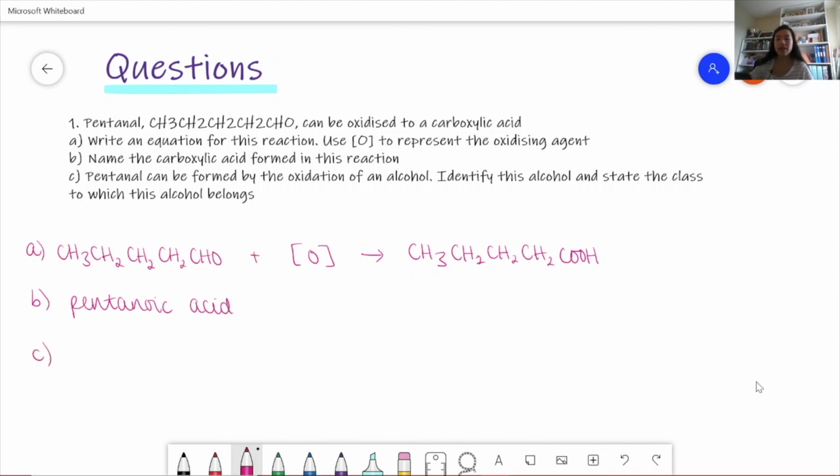And then for C, pentanal can be formed by the oxidation of an alcohol. Identify this alcohol and state the class to which this alcohol belongs. So we know that primary alcohols can be oxidized to pentanal and then to pentanoic acid, so an aldehyde and a carboxylic acid, whereas a secondary alcohol can only be oxidized to a ketone. And so this alcohol must be a primary alcohol.